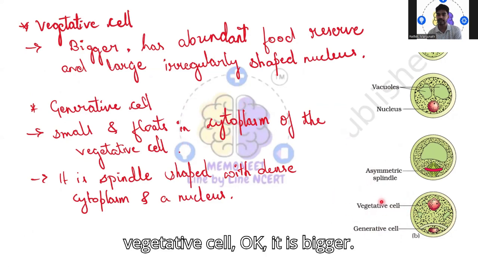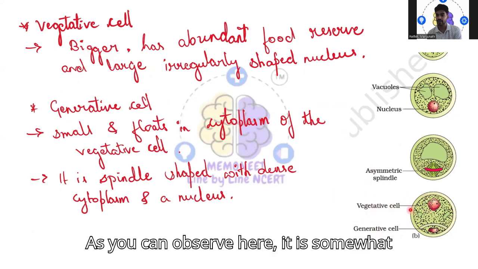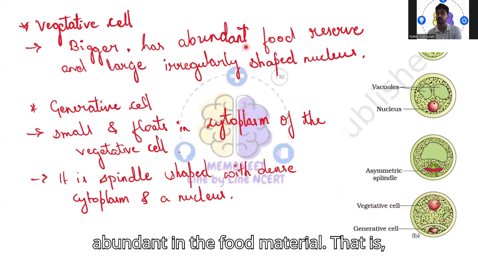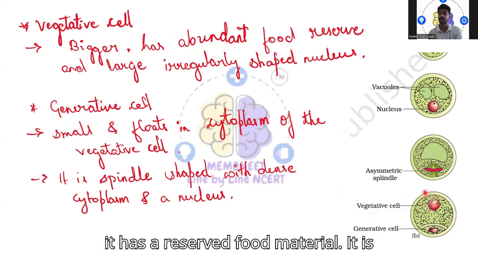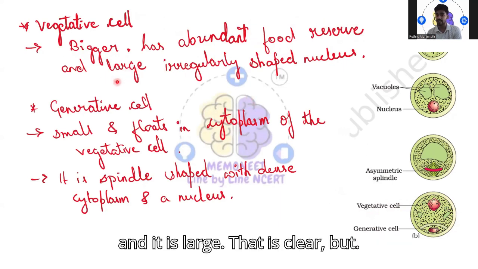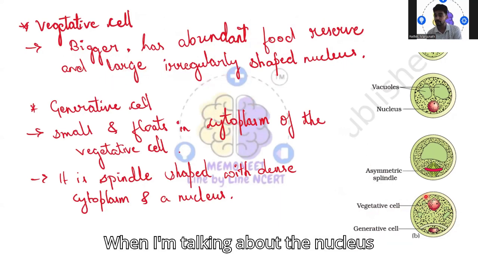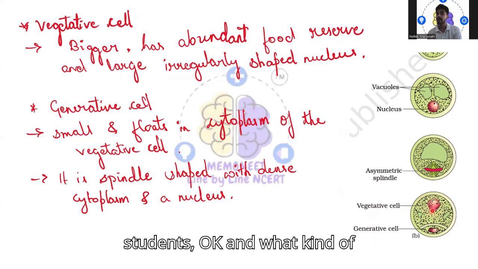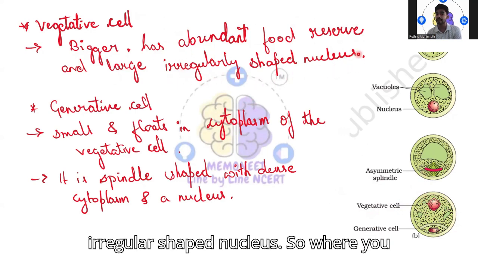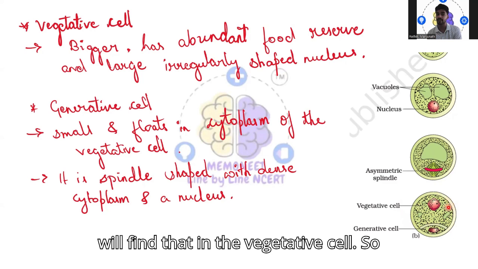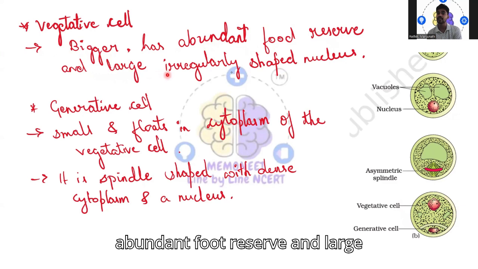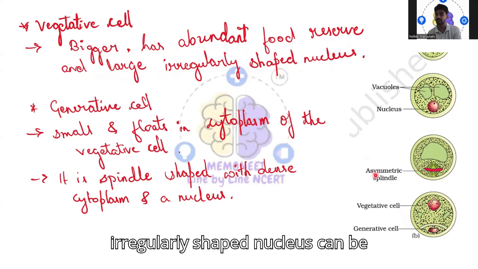The vegetative cell is bigger, as you can observe here, and it is abundant in food material. That is, it has reserved food material and is large. When I'm talking about the nucleus, students, in what kind of structure can you see it? An irregularly shaped nucleus. So the vegetative cell is bigger, has abundant food reserve, and has a large, irregularly shaped nucleus.